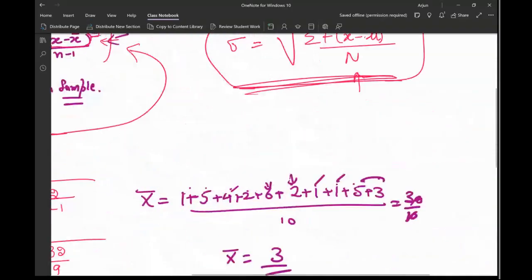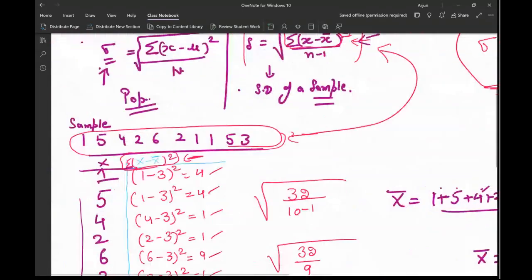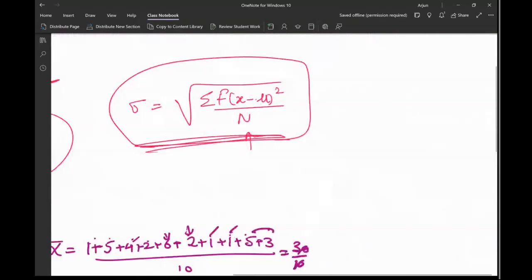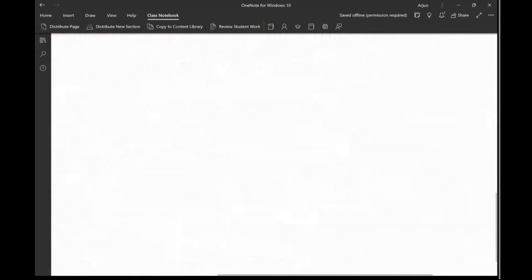So for example, here this data was given to me. I'm going to convert it into table form. I'm going to rewrite this data down here. Let me just make some space. So the data given to me was 1 5 4 2 6 2 1 1 5 3. So these were the data points given to me, and this is the raw data.